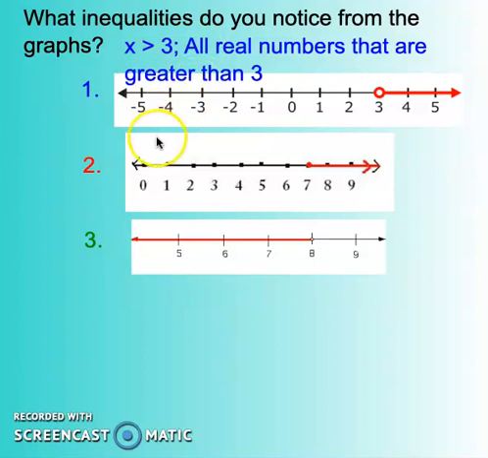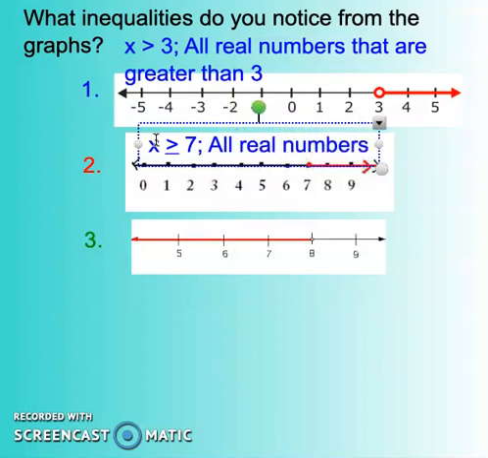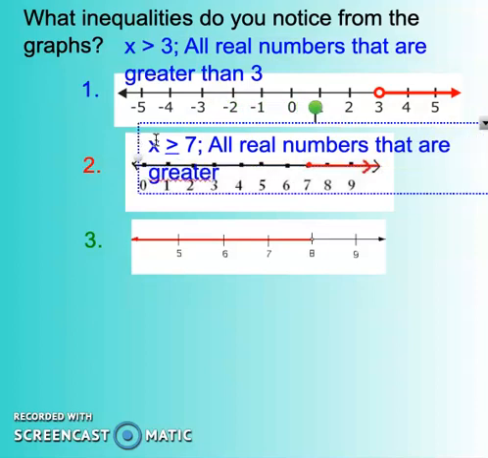For the next one, I notice it's a closed dot this time on 7, and I notice it's going to the right again. And so we have another greater than. However, this one is greater than or equal to because it includes 7. And so this is what my inequality statement would look like. And when I translate this, I would start off again with all real numbers that are, in this case, greater than or equal to.